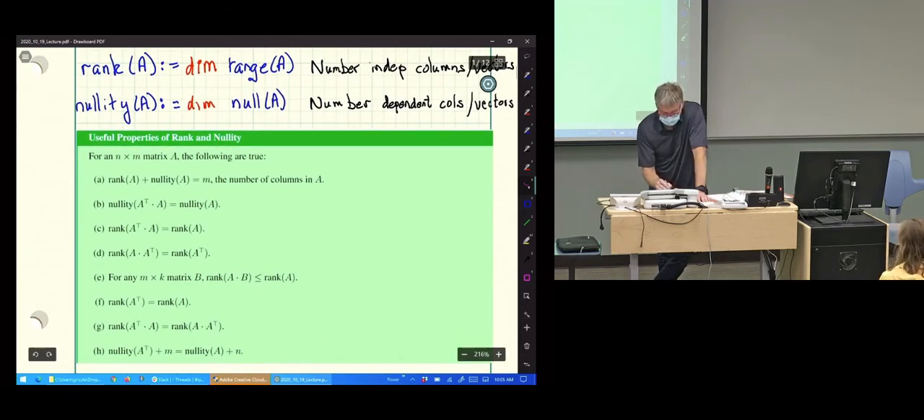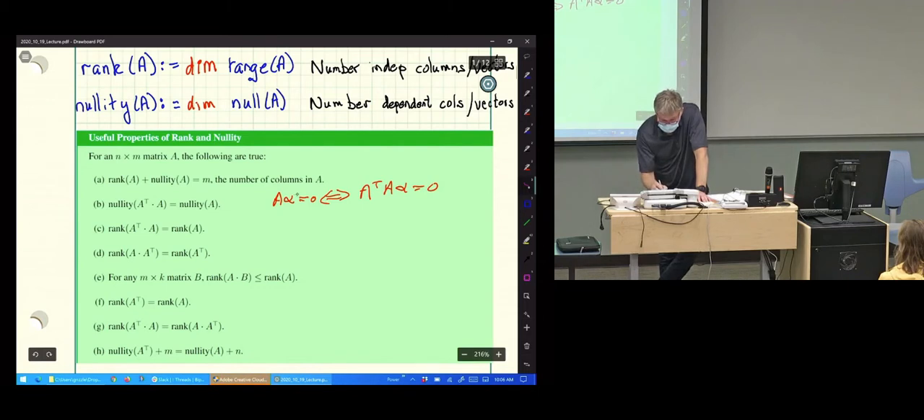Now this was really our pro tip, because we proved A alpha equals 0 if and only if A transpose A alpha equals 0.